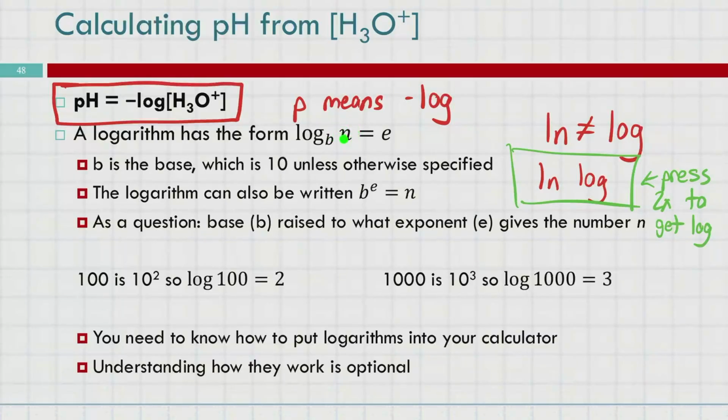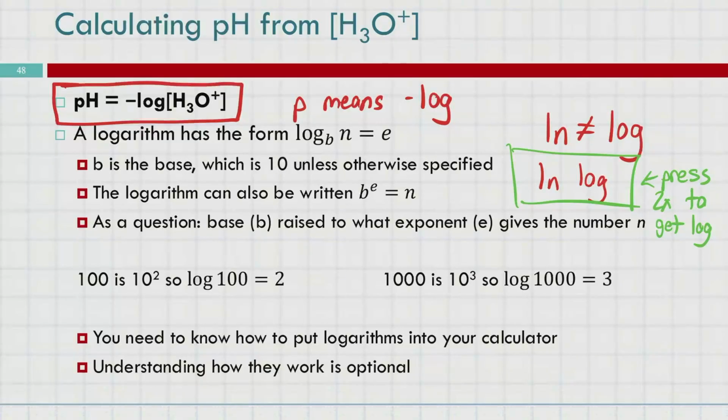The log of some number gives an exponent. And logarithms are confusing. They just are. A logarithm can also be rewritten as the base raised to the exponent equals some number n. So this is like asking a question. The base raised to what number equals the number that we put in this log? That's all that a logarithm is trying to find out. Your calculator does it for you. You don't have to do any of that.